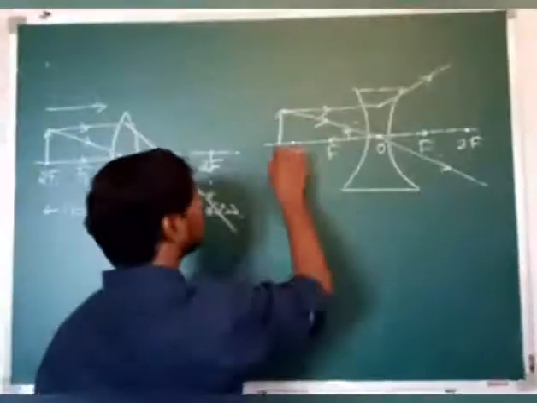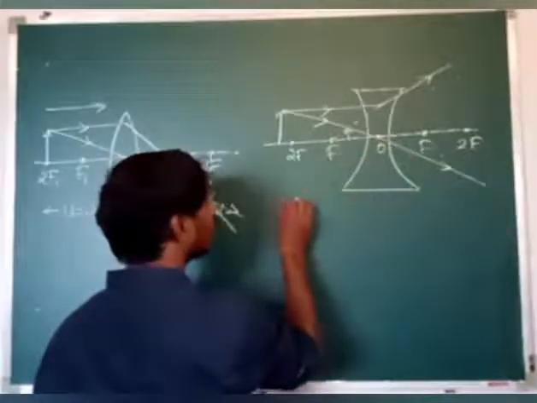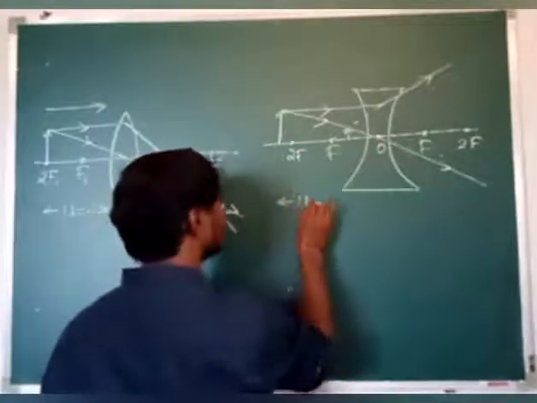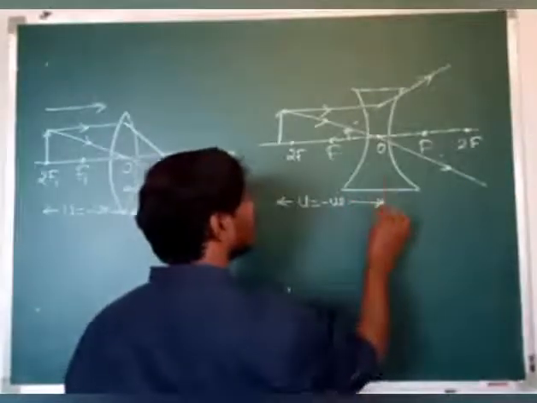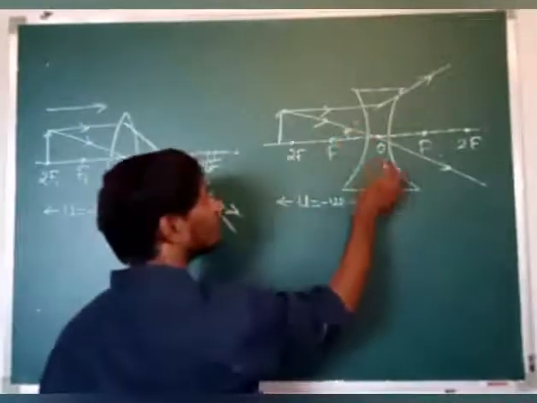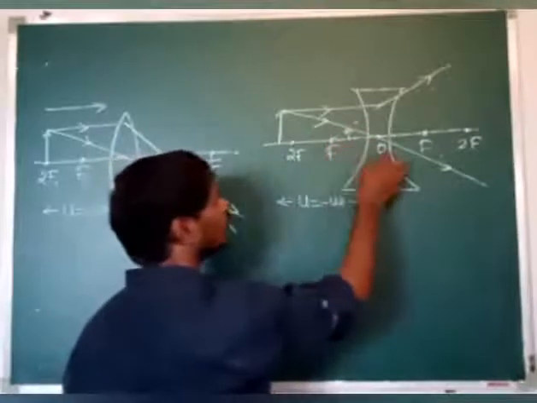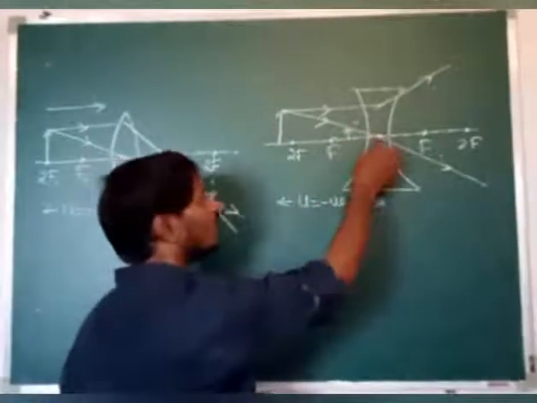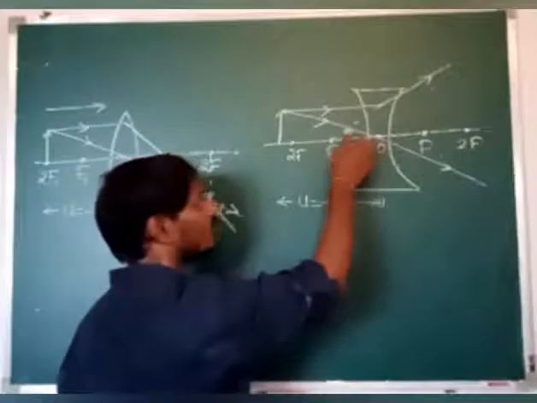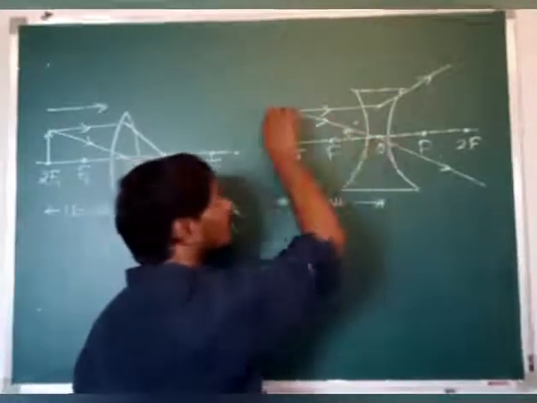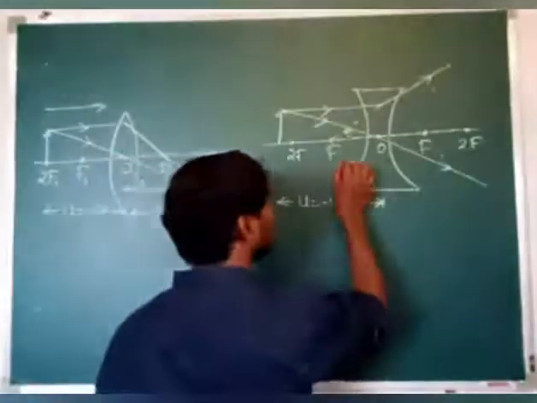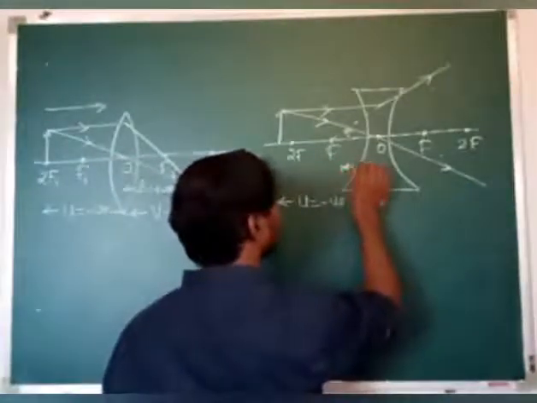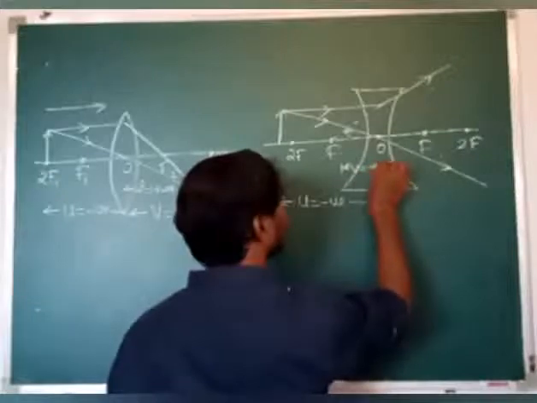Then what is the distance of the object from the optical center? That is the object distance. That object distance is taken as negative here. Then here the image is formed in between F and O at the side of the object, and the distance of the image is measured in the opposite direction of incident, right? Then the image distance can be taken as negative here. V can be taken as negative here.